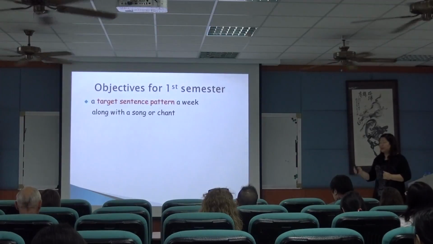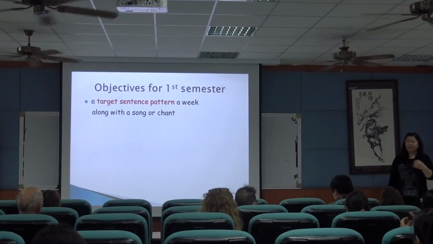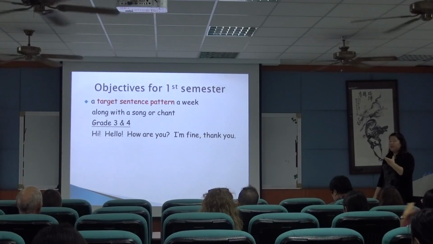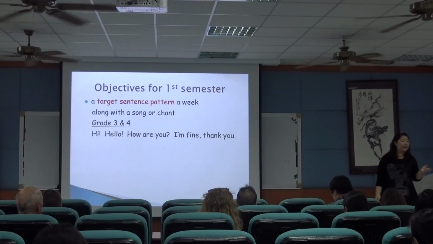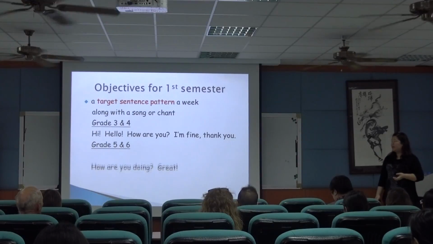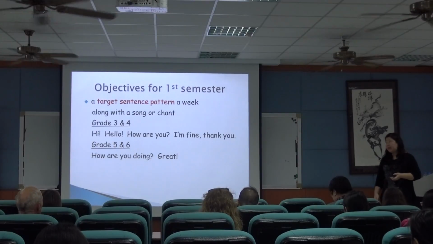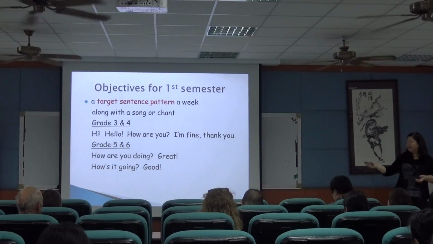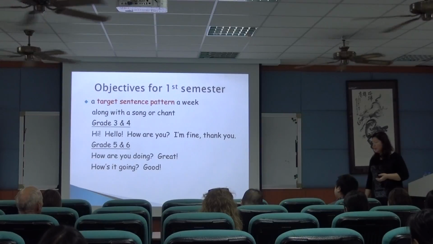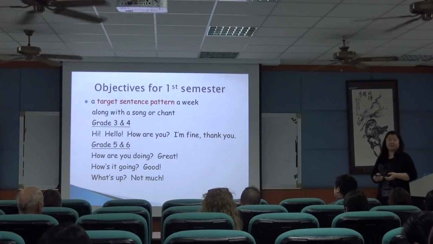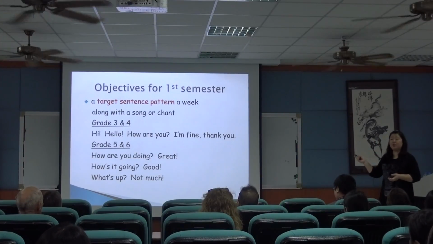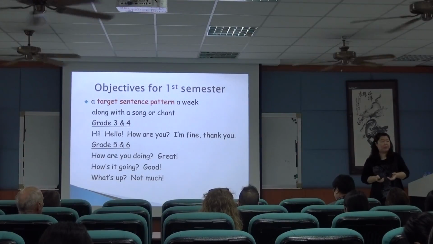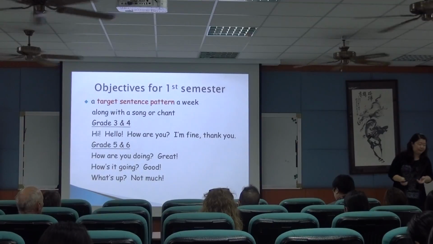For the first one, about the target sentence pattern. For grade 3 and 4, we want to use very simple ones. But even though it's still greeting, for grade 5 and 6, we will give them more complicated sentences, such as, how are you doing? Great. And, how's it going? Good. What's up? Not much. You can choose from these more complicated, longer readings to teach grade 5 and 6.